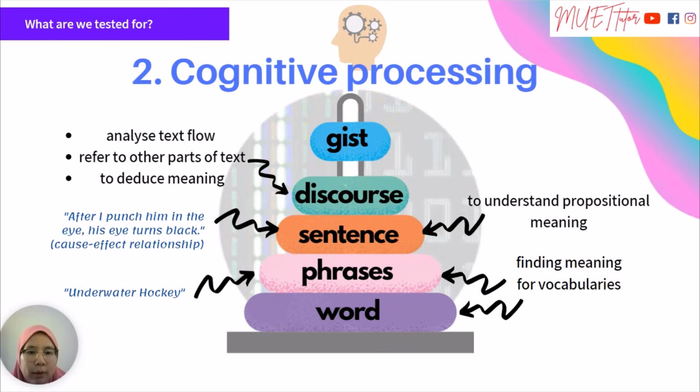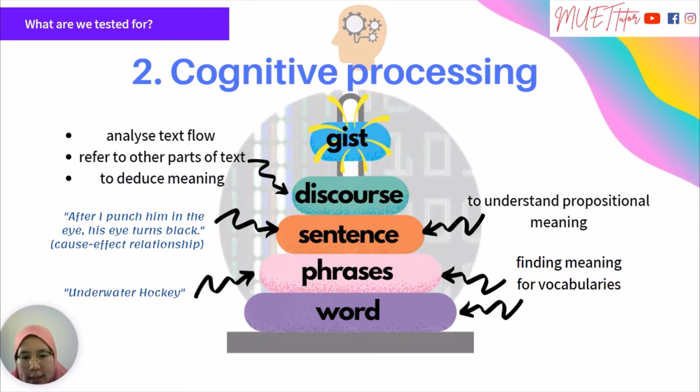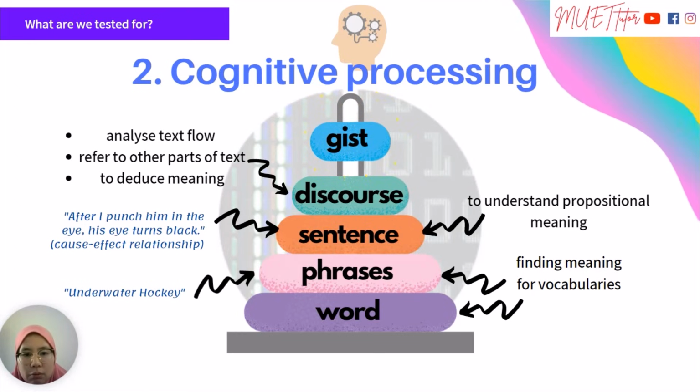For example, a writer wants to introduce a maybe new sport called underwater hockey. You would understand what that term means after reading the other parts of the text. After that, we need to analyze the writer's sentence in order to understand the writer's meaning. For example, we look at different parts within a sentence to know whether it's about a cause and effect relationship or not.